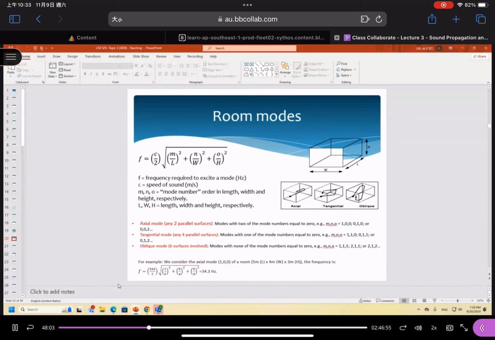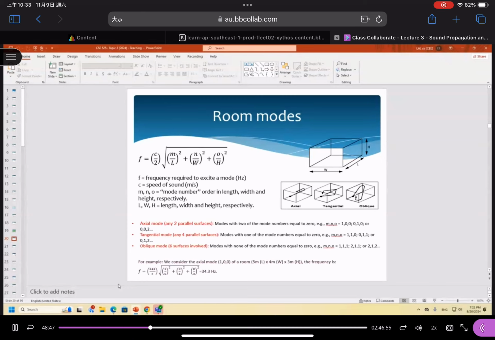When you compare one by one, tangential modes could be decreased by 3 dB compared to the axial mode, and the oblique mode could be decreased another 3 dB compared to the tangential mode. So when I ask you to find the axial mode, you can just plug in the values. One of the parameters, no matter whether it is m, n, or o, should not be equal to 0, and the other 2 must be equal to 0. For the second one, 2 of them should not be equal to 0. And for the last one, all the parameters must not be equal to 0.